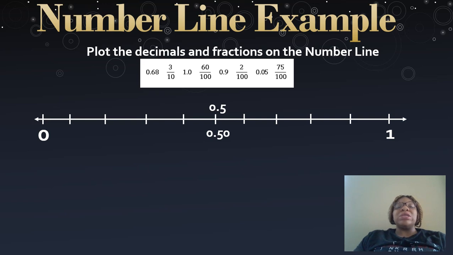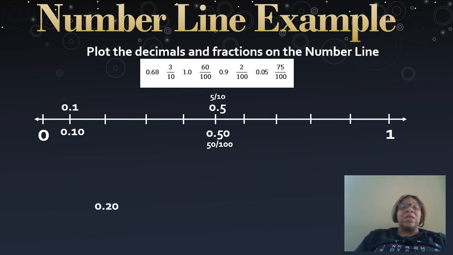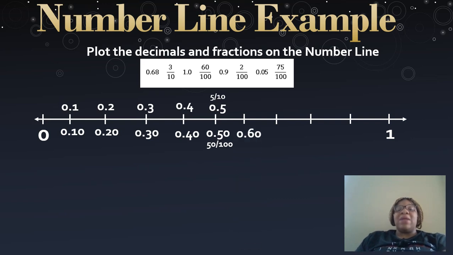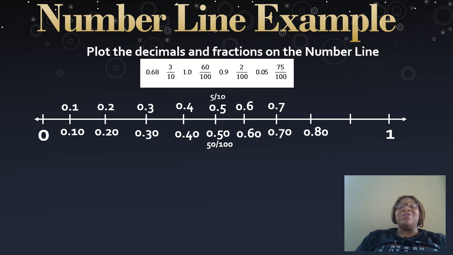When we're working between 0 and 1, remember, hundredths are at the bottom. Tenths are at the top. So I have 50 hundredths. I have 5 tenths. I have 10 hundredths, 1 tenth. 20 hundredths, 2 tenths. 30 hundredths, 3 tenths. 40 hundredths, 4 tenths. Remember, we still have that 0.5 and 0.50. Then I have 60 hundredths, 6 tenths. 70 hundredths, 7 tenths. 80 hundredths, oh, Ms. Gordon is getting mixed up. 8 tenths. 90 hundredths, 9 tenths. And then we have 100 over 100, which is also equivalent to 10 tenths.